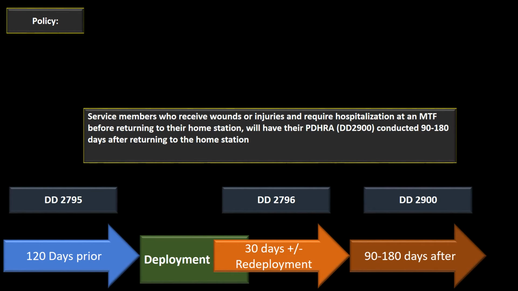Service members who receive wounds or injuries that require hospitalization at an MTF before they return to their home station, they will do their post-deployment health reassessment, their DD 2900, 90 to 180 days after they finally get home. So if you get injured on deployment and on your way you have to stay in a hospital at an MTF that is not at your home station, your time doesn't start for that post-deployment health reassessment until you get back to your parent command, until you get back to your home station.